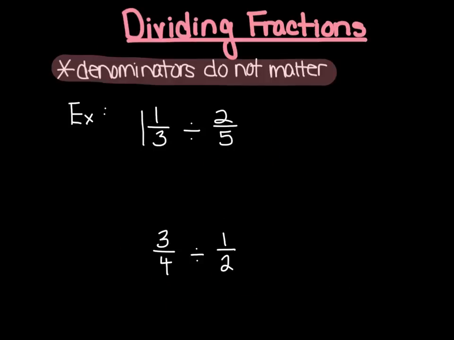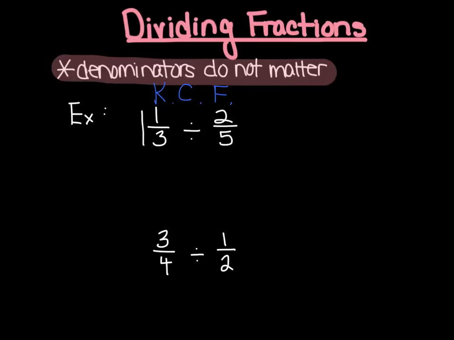Denominators do not matter when we're dividing fractions, okay? So, we do not have to worry about getting common, least common multiple, any of that, okay? What we do need to remember is keep, change, flip, okay? It's like KFC, but a little bit different. So, keep, change, flip, KCF, okay?